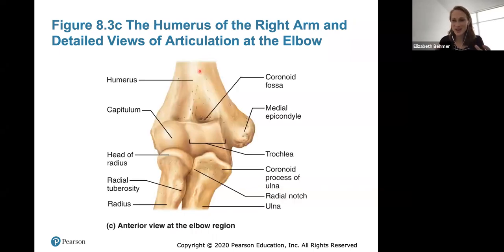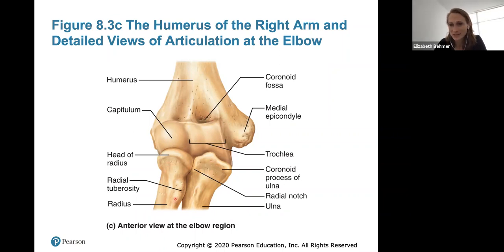So this is a great picture showing these structures and how everything fits together at the elbow joint. Here's the capitulum, that kind of bald-headed structure that looks like a marble. Here's the trochlea. Above the trochlea is the coronoid fossa. And it's not labeled, but above the capitulum is the radial fossa, because the head of the radius will sit in there when your elbow bends. Here's your ulna, and the coronoid process of the ulna will fit into that coronoid fossa when your elbow bends.